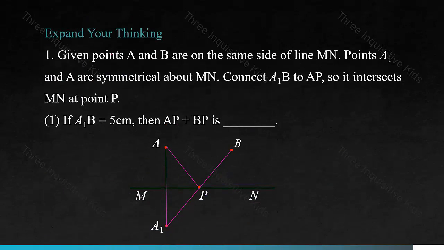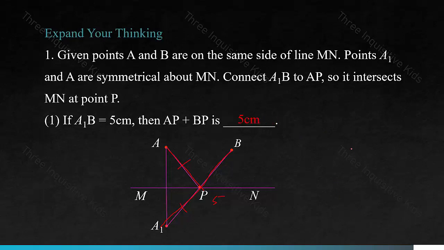Expand your thinking. Given points A and B are on the same side of line MN, points A1 and A are symmetrical about MN. Connect A1B to AP so it intersects MN at point P. If A1B equals 5 centimeters, then AP plus BP is blank. So A1B is 5 centimeters long. AP plus BP would also equal 5 centimeters long because this line segment is equal to this line segment because of the properties of symmetry.